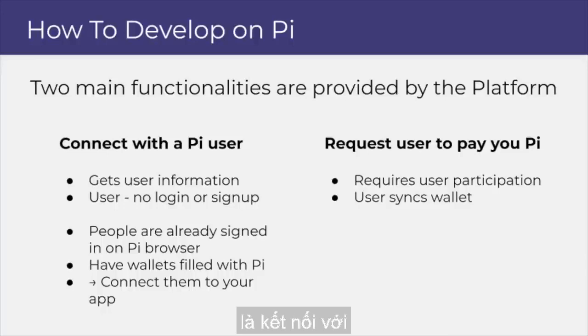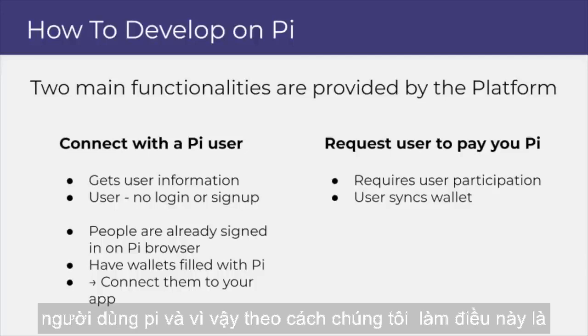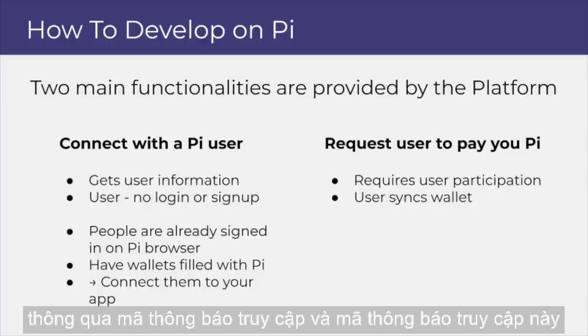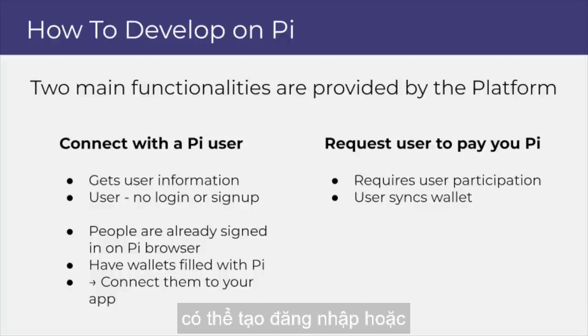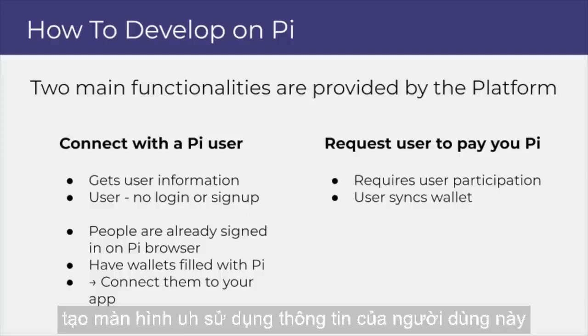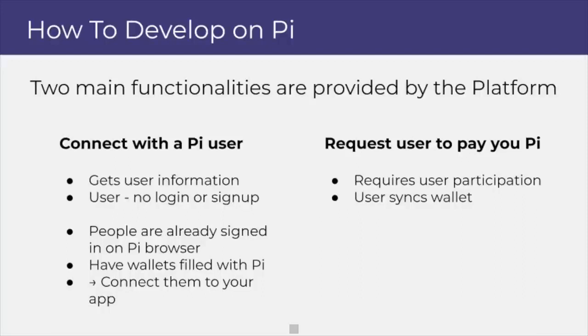The first functionality is connecting with a Pi user. The way we do this is through an access token. This access token corresponds to a user, to be able to create a sign-in or to create a display utilizing this user's information.